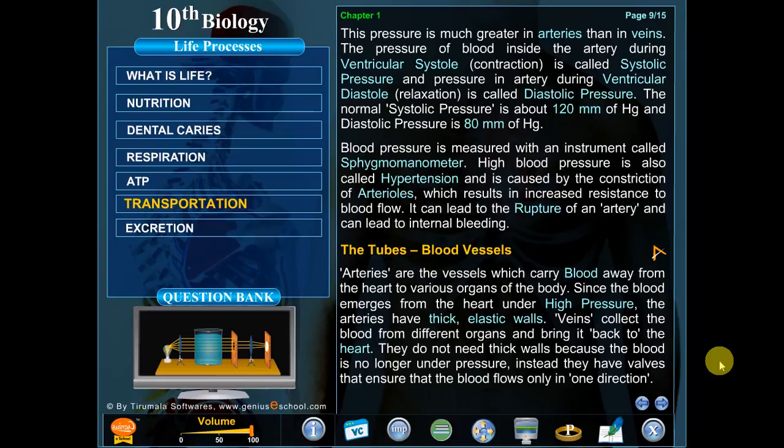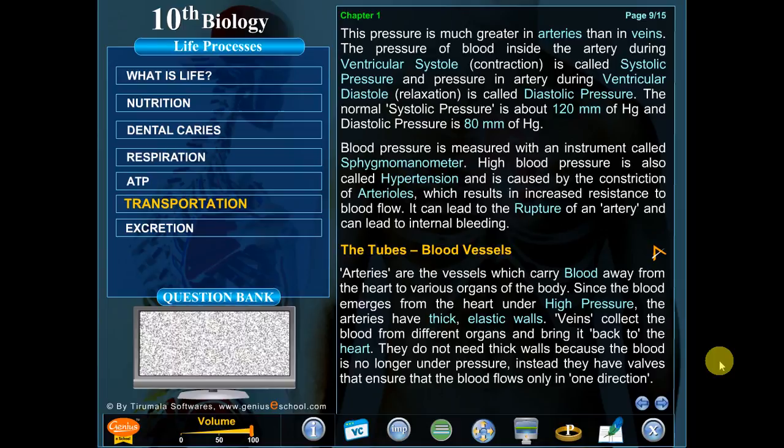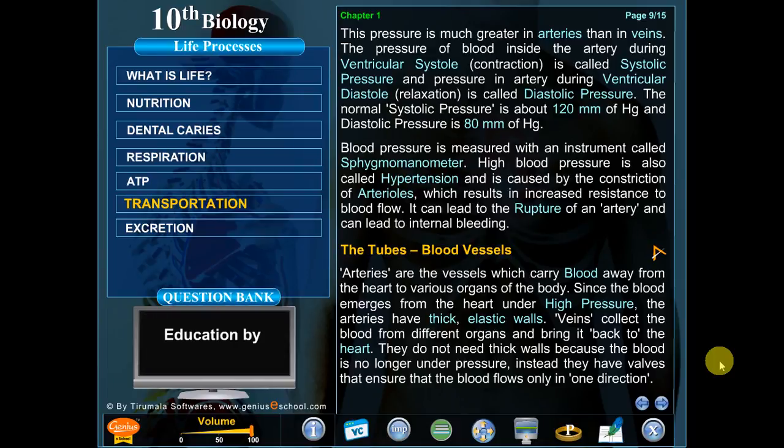The tubes. Blood vessels. Arteries are the vessels which carry blood away from the heart to various organs of the body. Since the blood emerges from the heart under high pressure, the arteries have thick, elastic walls. Veins collect the blood from different organs and bring it back to the heart. They do not need thick walls because the blood is no longer under pressure. Instead, they have valves that ensure that the blood flows only in one direction.